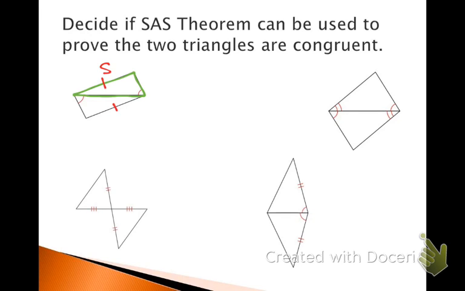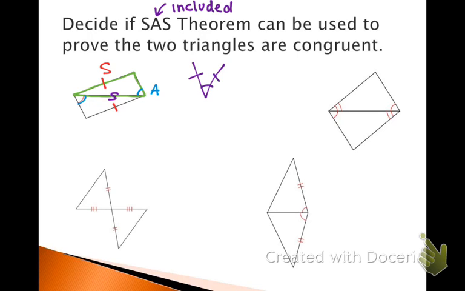Do we have an angle? Yeah, we got an angle marked congruent to an angle. Do we have a side? Yes, a side that's congruent to itself. So is this side angle side? No, because it's not SAS. The angle is not included. Is the angle included between the two sides? No, it's not.